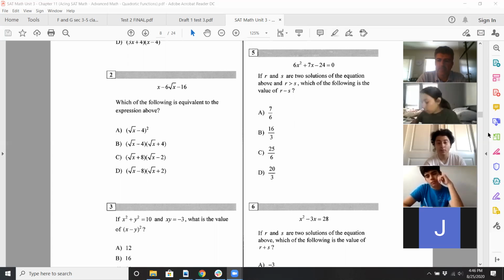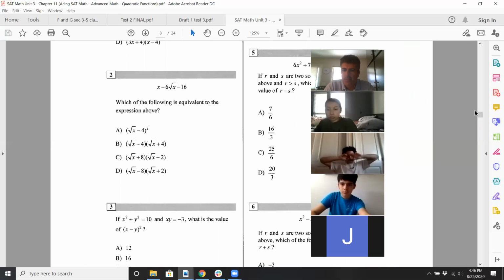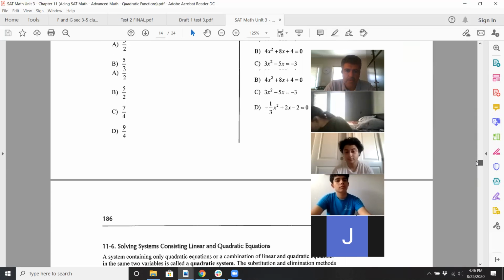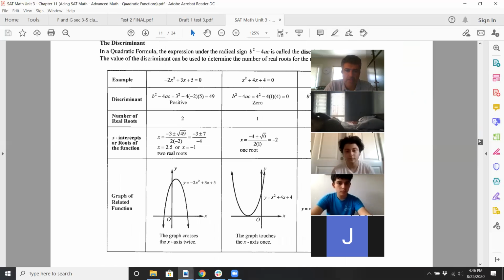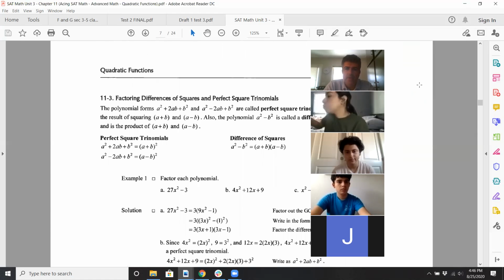And just so I pace myself, 11.5 is on, yeah, that's okay. Yeah, discriminant, graphing, that's good stuff. Okay, so let me go ahead and stop sharing.